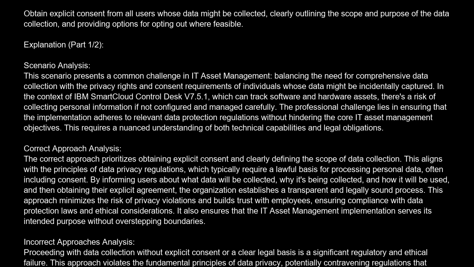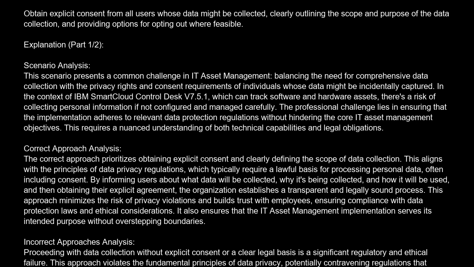Explanation. Scenario analysis. This scenario presents a common challenge in IT asset management, balancing the need for comprehensive data collection with the privacy rights and consent requirements of individuals whose data might be incidentally captured. In the context of IBM SmartCloud Control Desk v7.5.1, which can track software and hardware assets, there's a risk of collecting personal information if not configured and managed carefully. The professional challenge lies in ensuring that the implementation adheres to relevant data protection regulations without hindering the core IT asset management objectives. This requires a nuanced understanding of both technical capabilities and legal obligations.